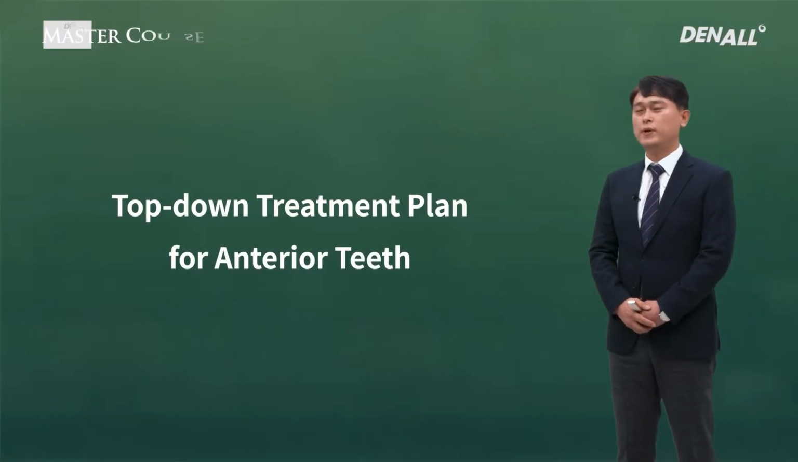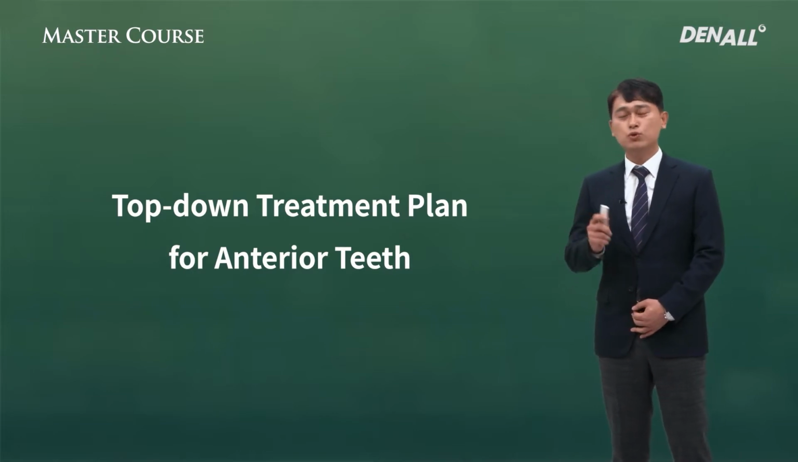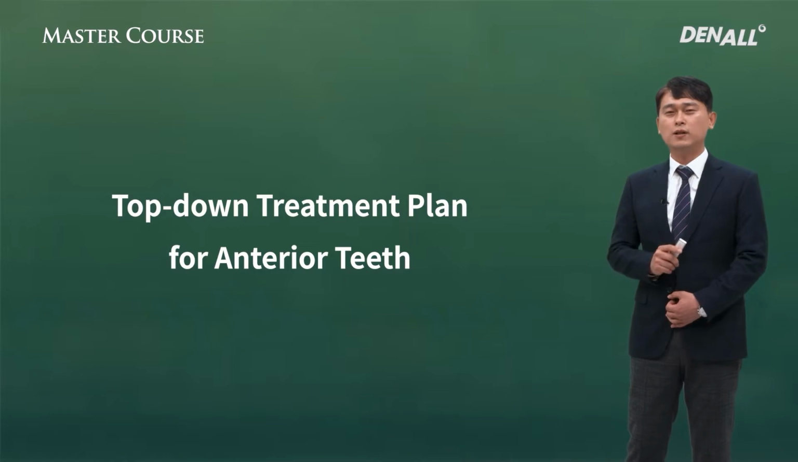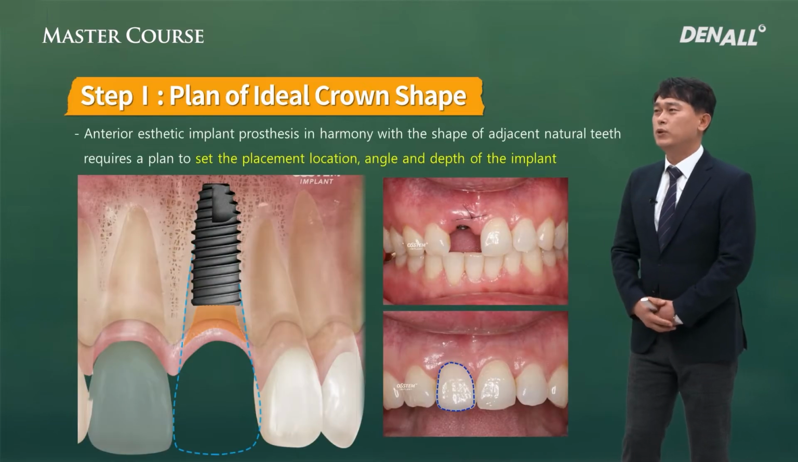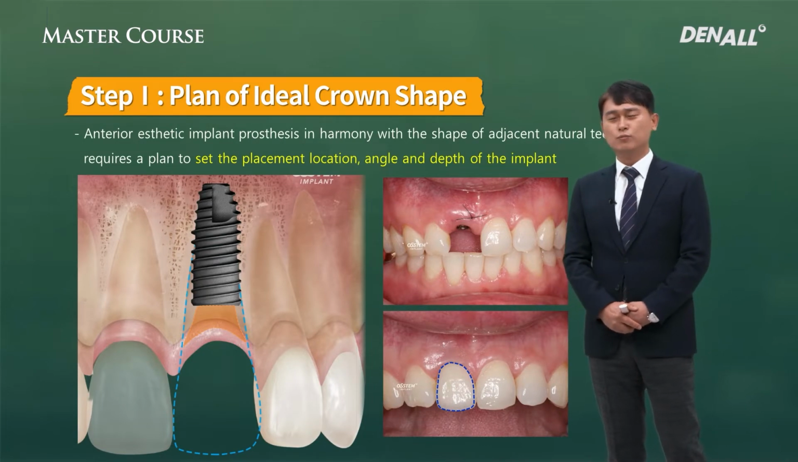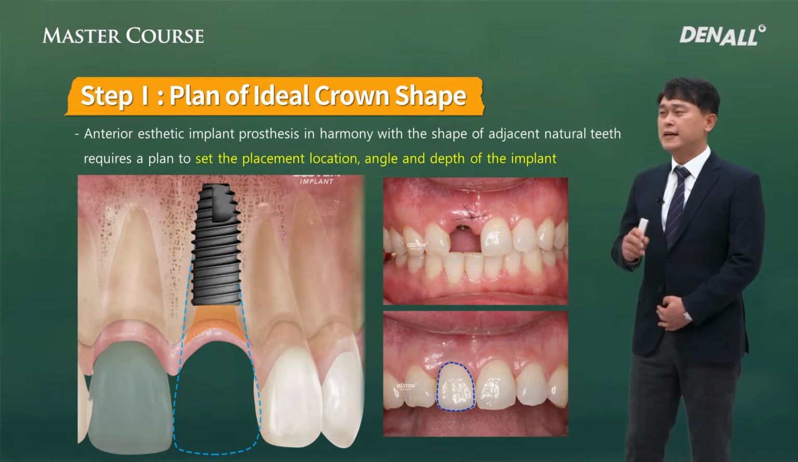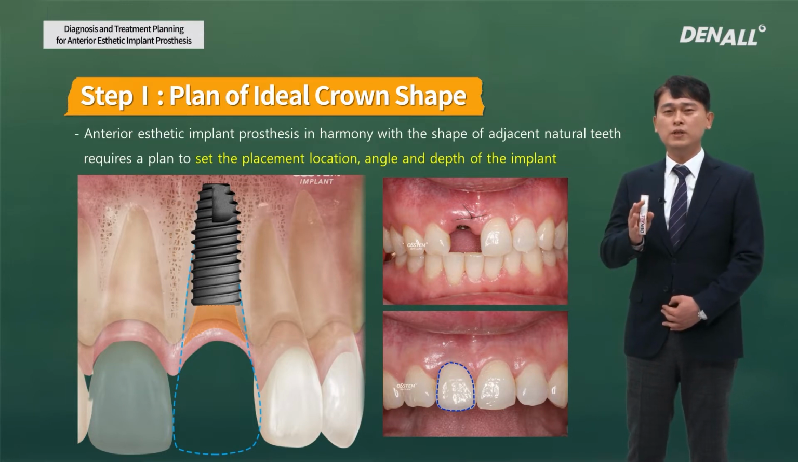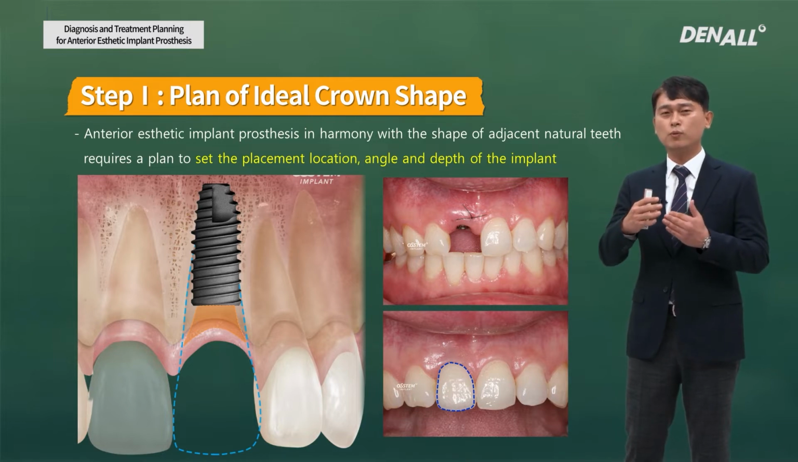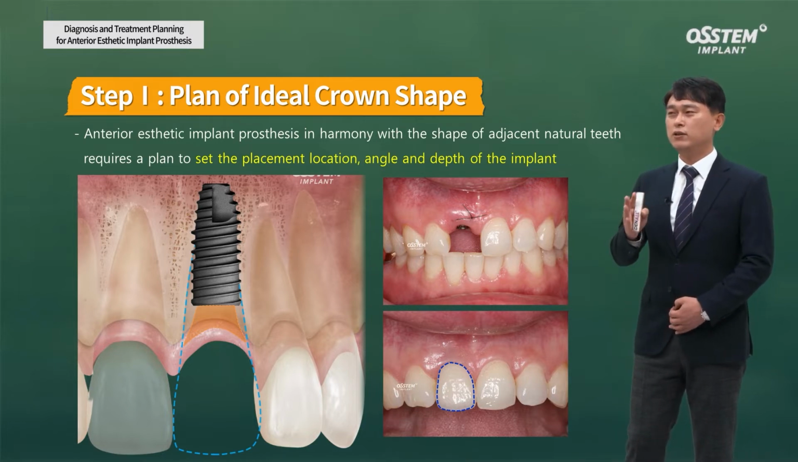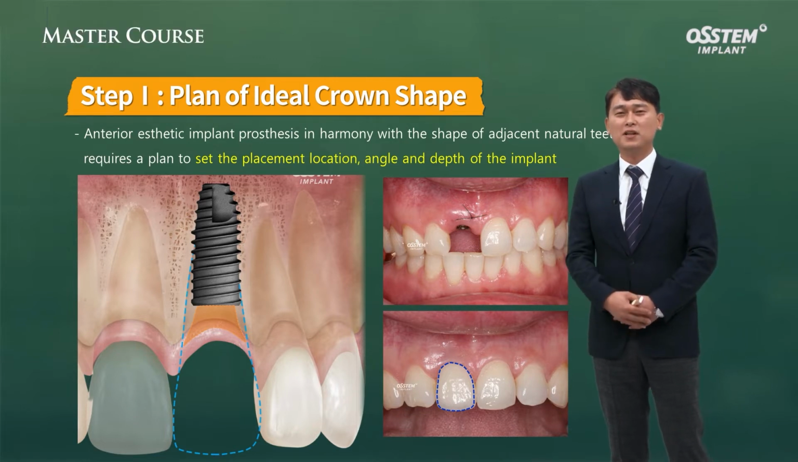Let's look at the top-down treatment plan for anterior zone. I'm going to mention a lot of numbers, and today it's a summarized lecture, therefore I hope you remember these numbers. Ideal crown form. It should resemble natural tooth. In order to do this, implant needs to be placed properly. The depth and buccolingual position is very important. The implant placement position to enable implant to resemble natural tooth is very important, but it's difficult to attain.